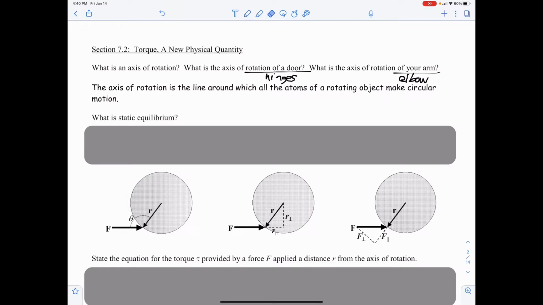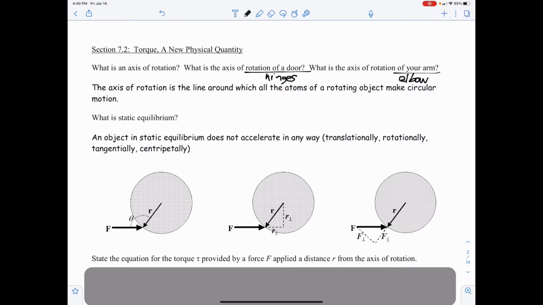What is static equilibrium? An object in static equilibrium does not accelerate in any way. Translationally, rotationally, tangentially, centripetally, no acceleration at all.